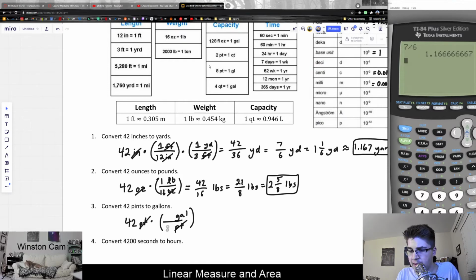And there are 8 pints in 1 gallon. Again, it's important that those are equal. If you're thinking about this is equal to this, that ensures that our fraction is equal to 1. And so we're going to end up with 42 over 8 here. Again, reducing by 2 would leave us with 21 over 4 gallons. And that would be 5 1/4.